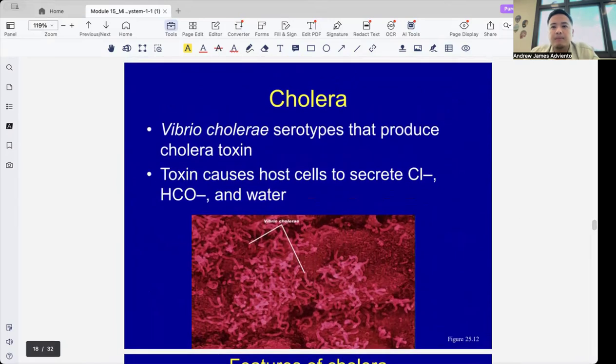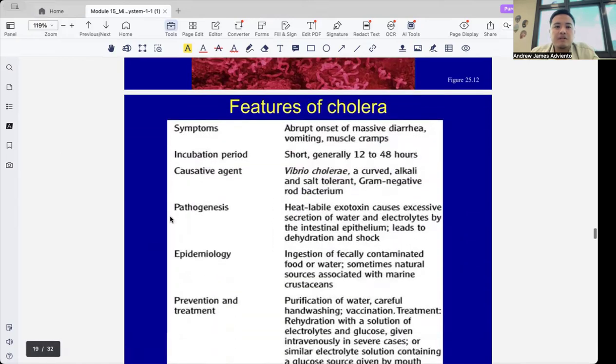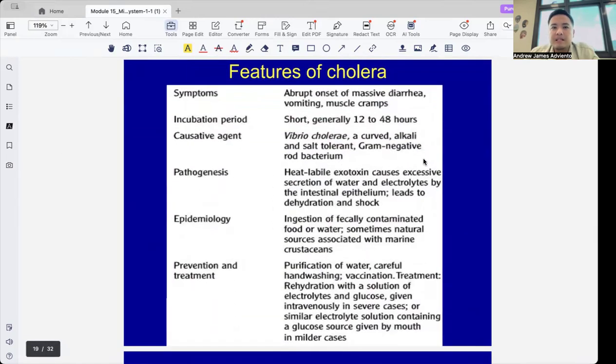Next, cholera. So cholera is caused by Vibrio cholerae. So its toxin causes cells to release large amounts of water and electrolytes, so leading to severe dehydration. So for the features of cholera, it's listed here, and that includes the rapid diarrhea, dehydration, it spreads through contaminated water, and treatment focuses on rehydration therapy.